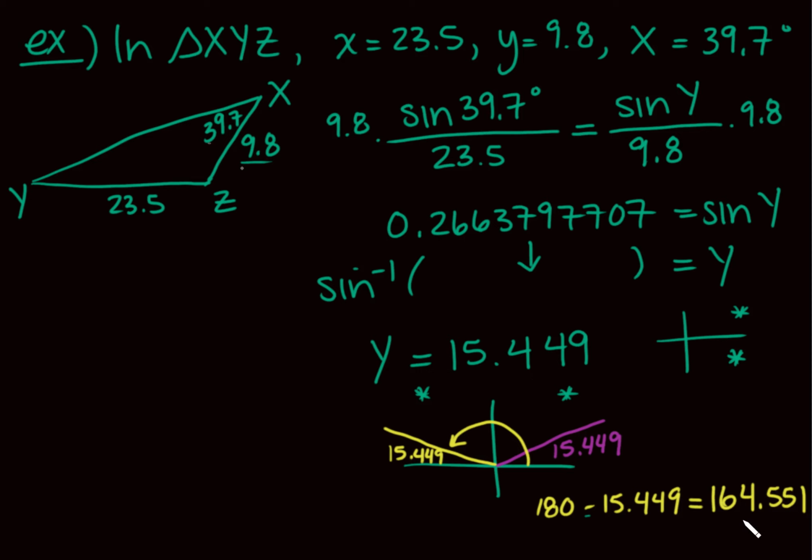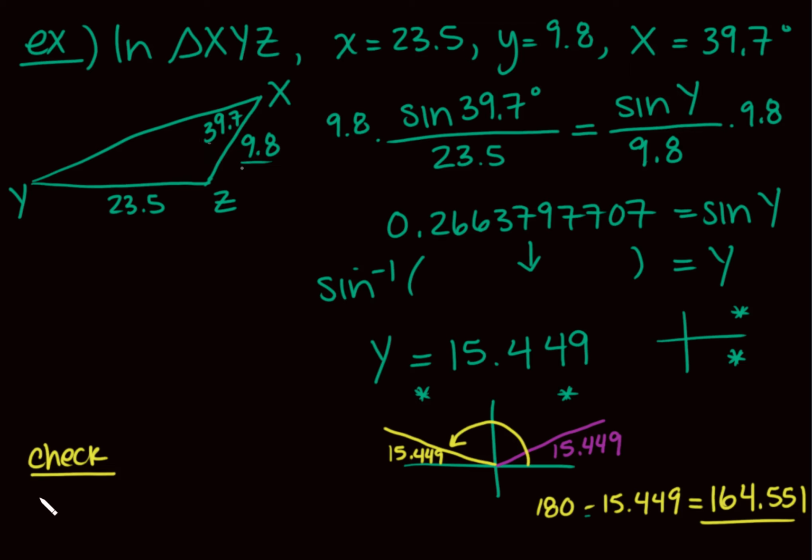Again, why is this a possibility? Because if I take the sine of 164.551, I get the 0.266 blah, blah, blah. So this might be one of my angles, and this might be also. And then I might have two triangles that satisfy this. You must show me this check, okay? So now I'm going to check this one. How would I check to see if this is a possibility?